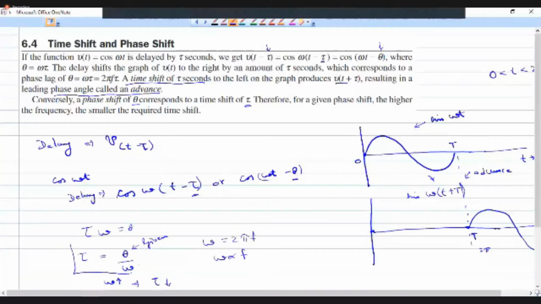Are you getting my point? What I meant to say is that if you want to shift this signal by an amount equal to theta, what is the amount of time shifting that is happening for this particular signal? That is the question. So the time shift is not fixed. It is going to depend on the frequency of the signal. So if the frequency of the signal is high, then the time shift is less for a given phase shift theta. So that is the meaning of this sentence. Any doubts in that?